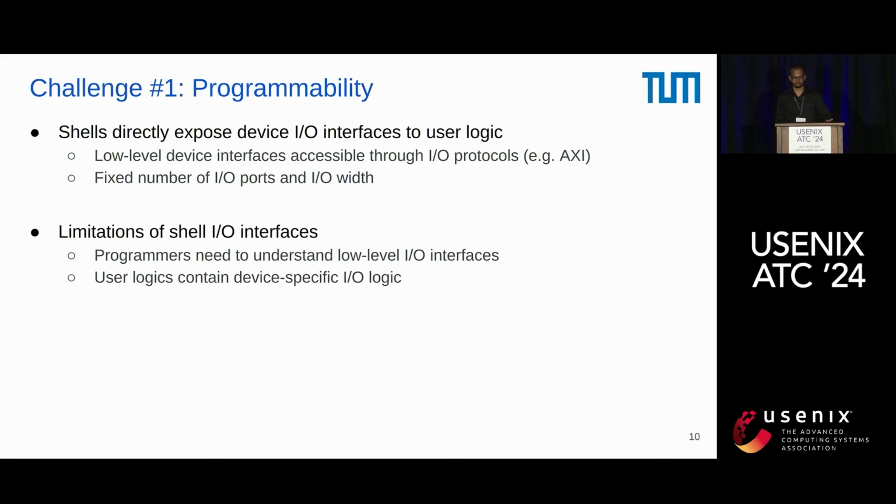And the problem with this is that the programmers now need to understand the low-level I/O interfaces of every device that they want to write the user logic for. And they end up writing a one-off user logic that contains the I/O-specific logic for the specific I/O device.